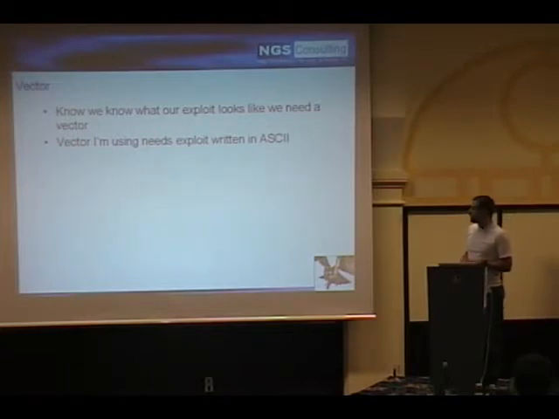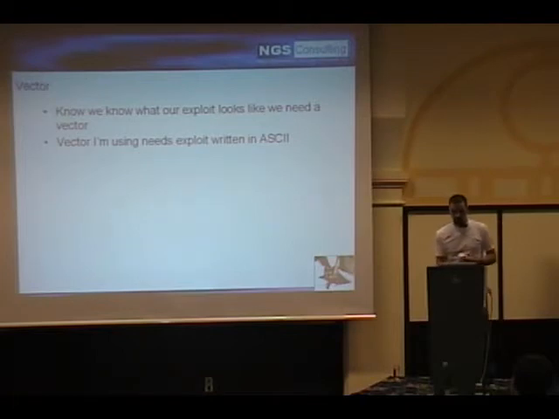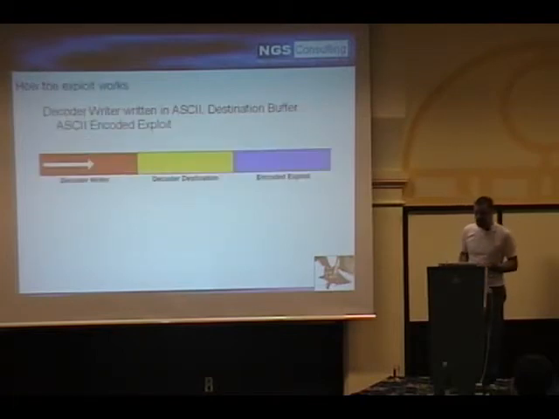The vector I'm using here happens to require that the exploit be written in ASCII, so this needs a bit of explanation. Because the exploit I'm going to be demoing has to be ASCII, I've written a decoder writer in ASCII. So the exploit, when it begins, has the decoder writer, a buffer, a destination for the decoder when it gets written out, and the encoded exploit.